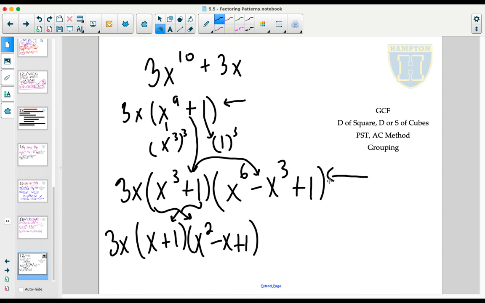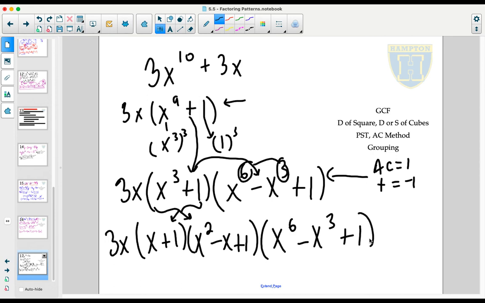We look at this back trinomial that we haven't dealt with yet. It's a 3-term polynomial inside that parentheses, so I feel like we could go perfect square, which it's not. We also could go AC method, which is not going to work. The AC would be 1, and then you would look for a sum of -1, which is not going to work. We were allowed to check that because of the relationship between those two powers, but since it doesn't factor in any way that we have, x to the 6th minus x to the 3rd plus 1 gets tacked on to the end.